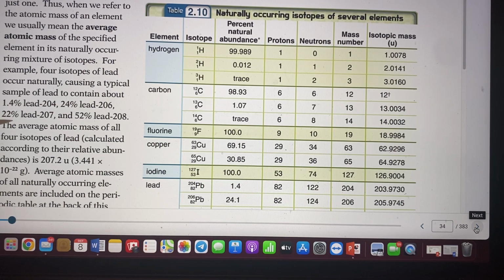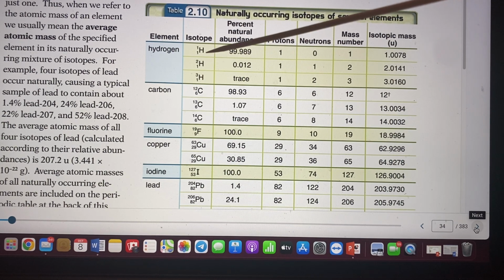Lead-204 only has 1.4%. Lead-206 has 24%. Lead-207 has 22%. And lead-208 has 52%. So you'd have to figure all this out to find the average, basically finding the percentages of all of these and adding them together to find out what the number is going to be. So if you look on a chart here, let's look at this chart here.